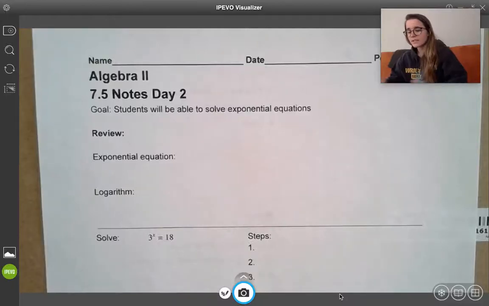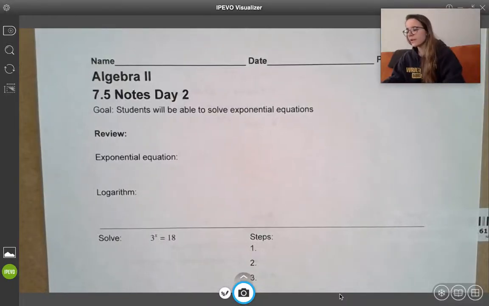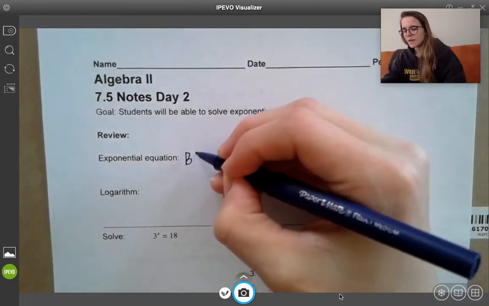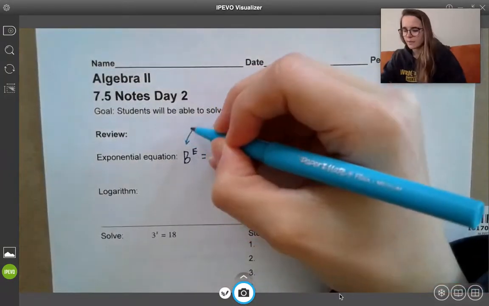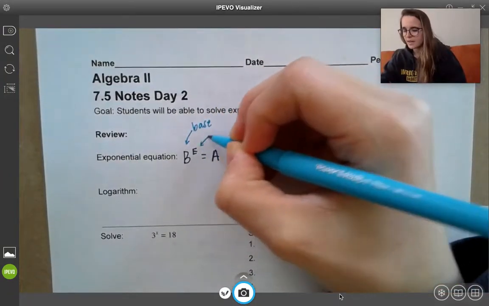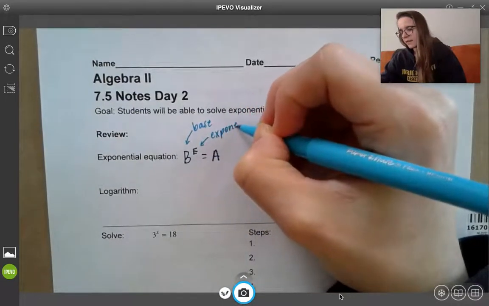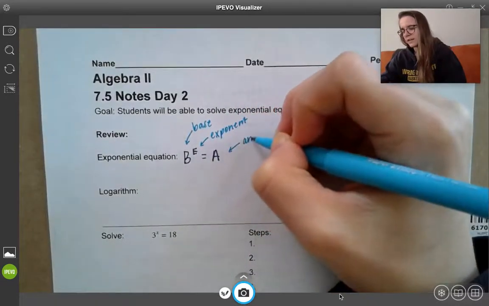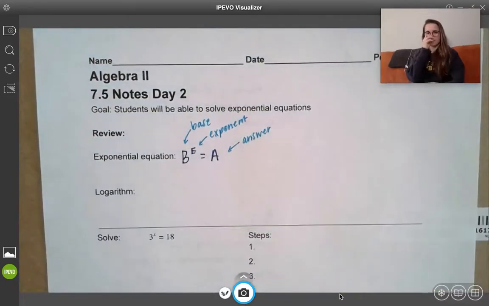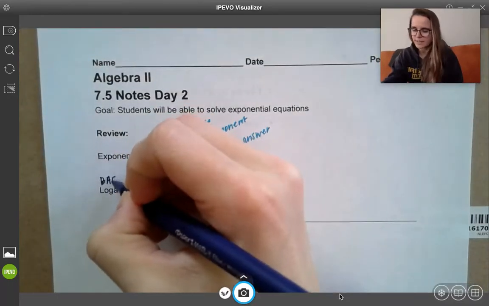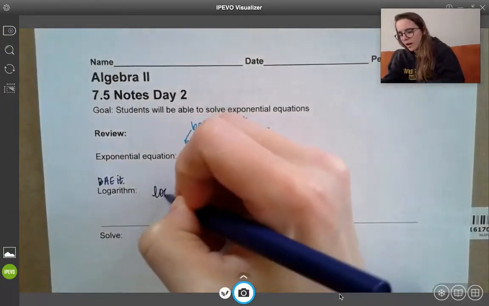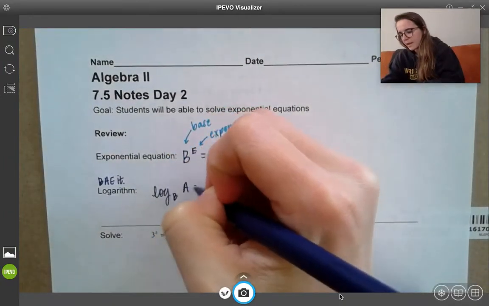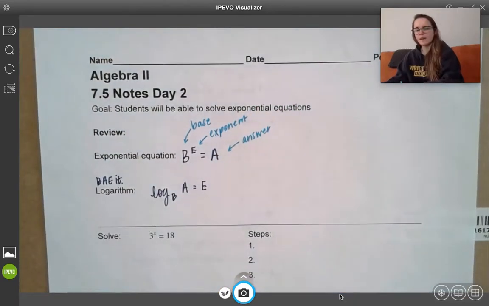Okay, so first, just a little bit of a review. An exponential equation is of the form b to the e equals a, where b is our base, e is our exponent, and a is our answer. And then a logarithm, we have to "bay it," if you remember. Easy way of remembering it. So we take the log, and then it's b, a equals e. So log base b of a equals e.